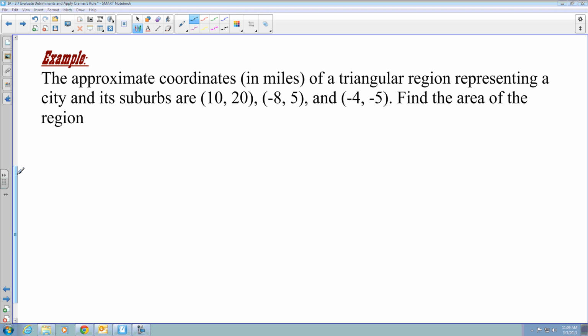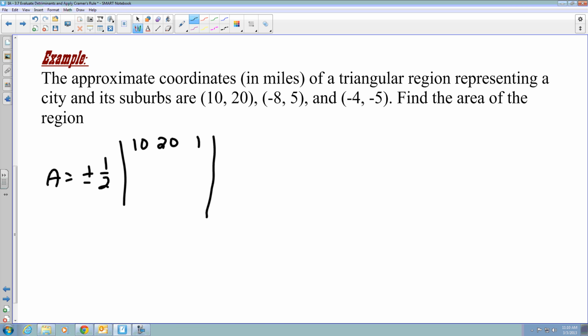So what I'm going to do is we're just going to find the area. So we got A equals plus or minus 1/2 times the determinant of this matrix. So I'm going to write 10, 20, and 1. Then I got -8, 5, and 1. And then the last one's -4, -5, and 1. Now I need to find the determinant of that matrix, so I need to repeat these numbers. I'm going to go 10, 20, 1, negative 8, 5, 1, negative 4, negative 5, 1.